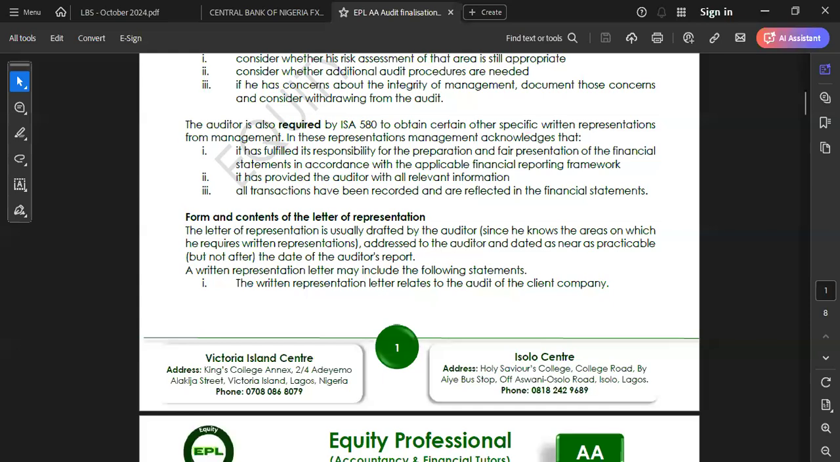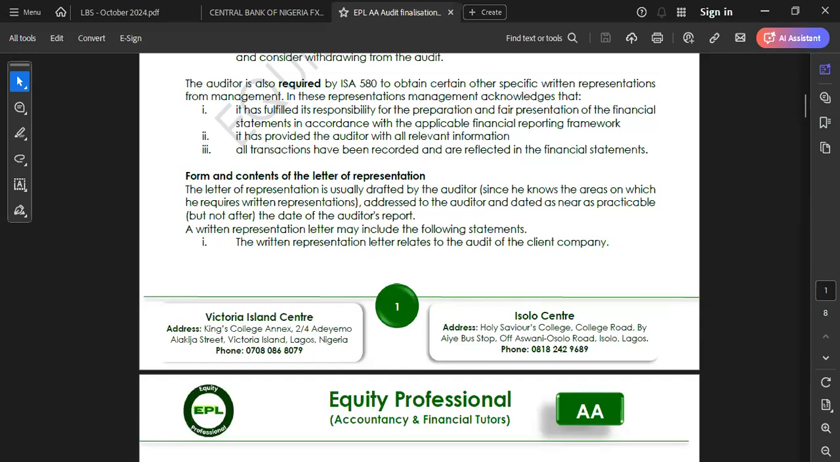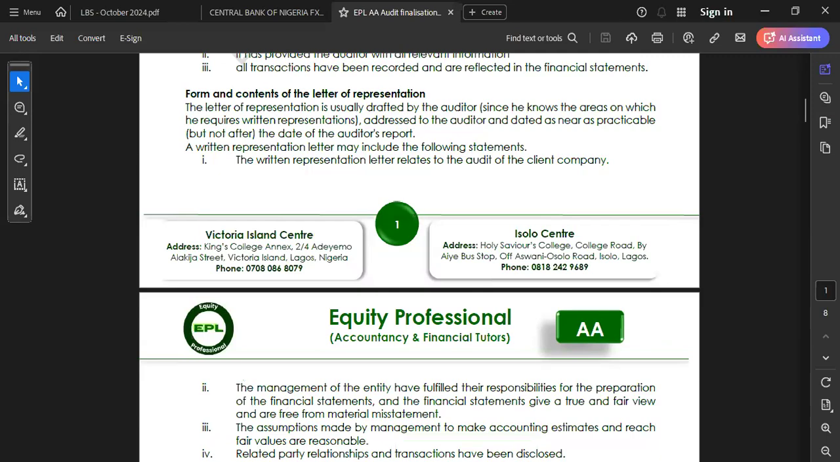So quickly, let's look at what a letter of representation, or written representation, looks like. There are some key things that the written representations will have, like we've been talking about, but these are just some of the very key content. Number one, it will have a date and be addressed to the auditor, but majorly it must have the following statements. One, the written representation must relate to the audit of the client's company. So the letter should not just be a general letter. The letter must state that this written representation is written for the audit of 2020, 2024 or 2023, and we are the client, this is the auditor. It must be that direct. It shouldn't be a general statement; it must speak to the particular audit that is ongoing.